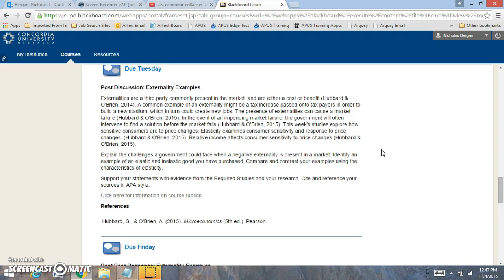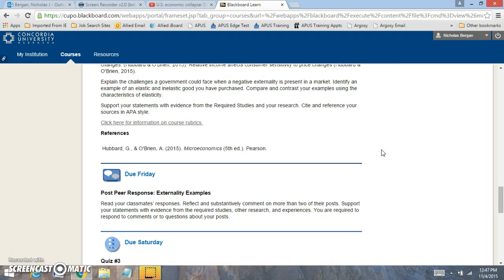Identify an example of an elastic and inelastic good that you've purchased, and make sure to relate your examples to the characteristics in the market. That's the key concept that we look at. When you can relate it to the characteristics in the market, it'll make it much easier to evaluate. Also, make sure to have 3 to 4 paragraphs and an APA formatted reference, which will support your effort, which includes an in-text citation and reference. And these are things that I'm going to be looking at.